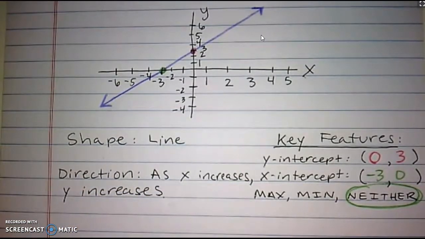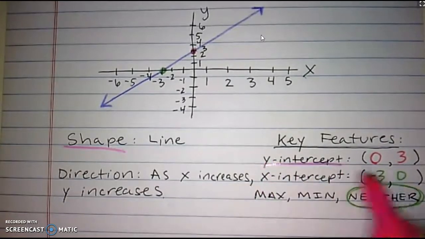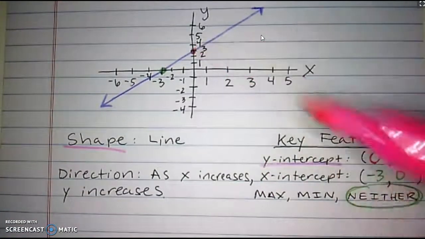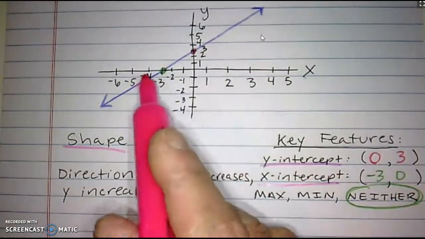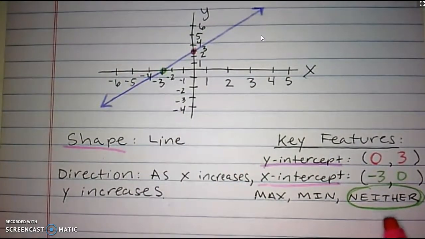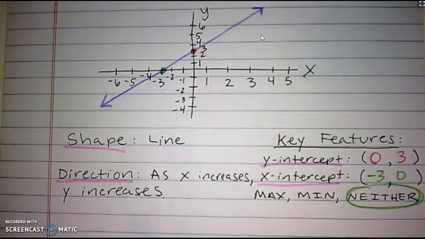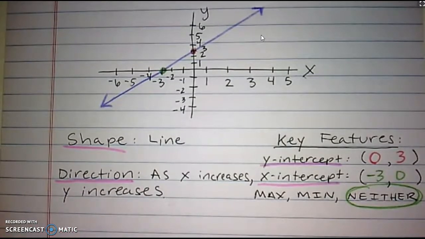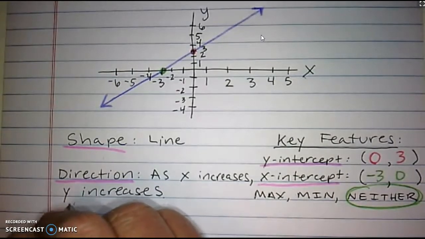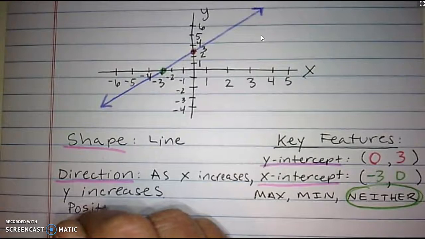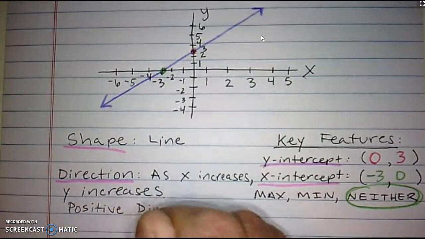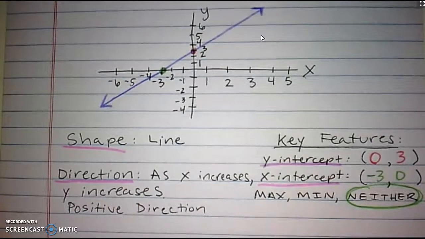So that would be a way that I could describe these key features. So I'm talking about the shape. This is a line. It crossed the y-axis at (0, 3). It had an x-intercept at (-3, 0). It did not have a maximum or minimum because of the arrows on the end. And finally, its direction was as x increases, y increases. Some of you might be more familiar with the word, we might say that this has a positive direction because it is going up. So hopefully that first example made sense.